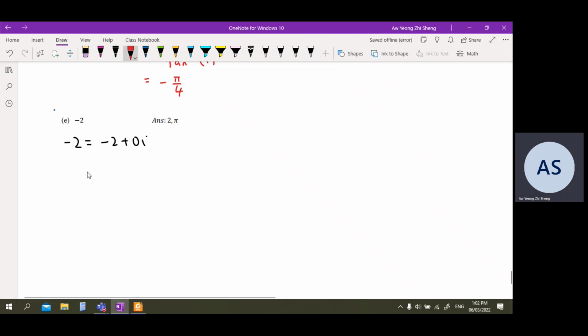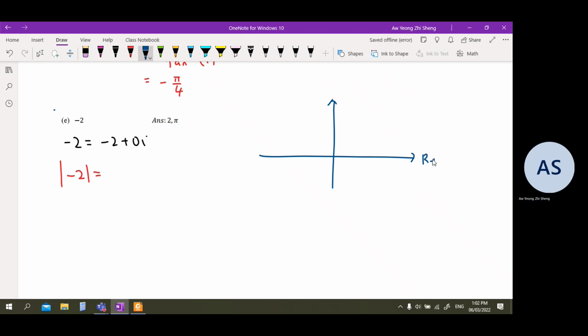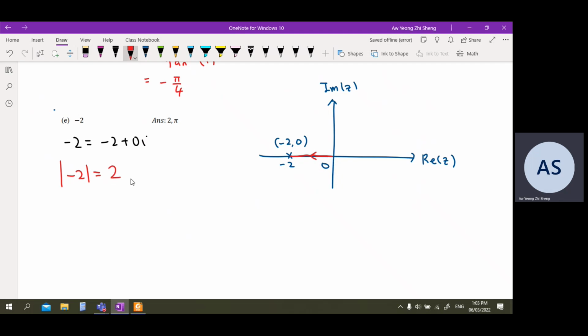But anyway, let's find the modulus of this complex number minus 2. Now, if I visualize the Argand diagram, where is my minus 2? It is the point minus 2 comma 0. It is actually here. So the modulus of minus 2 is the length of the vector representation, which I'm coloring in red. And so what is the length of this red color vector? It is just 2 units horizontal. And so the length must be 2 units.